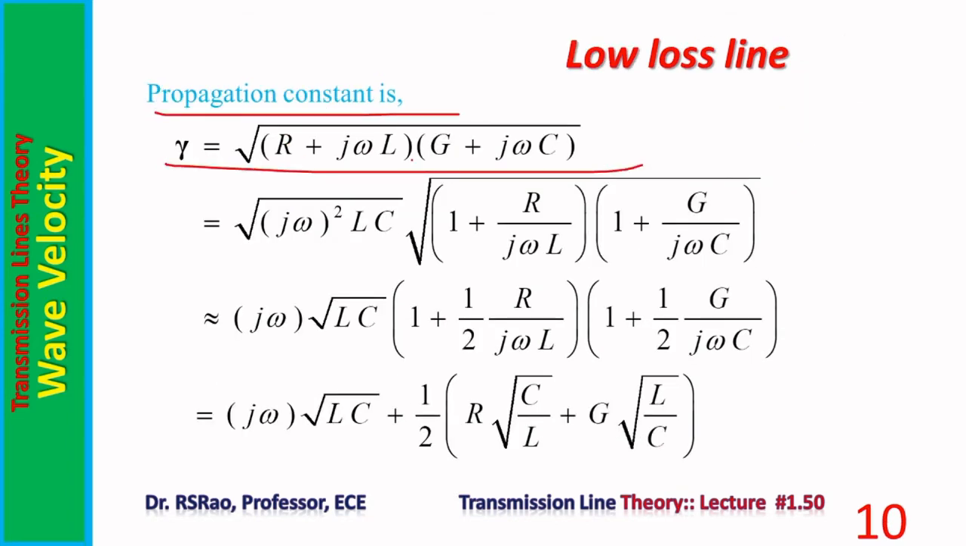Propagation constant. This is by definition the propagation constant. So a little bit of manipulation. Bring j omega outside, j omega L from the first factor, j omega C from the second factor, and apply the binomial theorem and apply approximations. So ultimately what you have is j omega root LC plus half R into root C by L plus G into root L by C. But we have seen root of L by C is the characteristic impedance. So I can write this one as R by Z naught, and I can also write this fellow as G Z naught. So gamma, the propagation constant, is j omega root LC plus half R by Z naught plus half G Z naught.